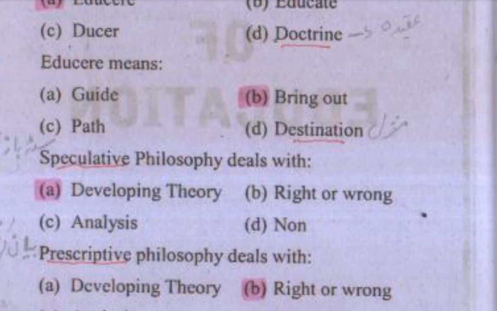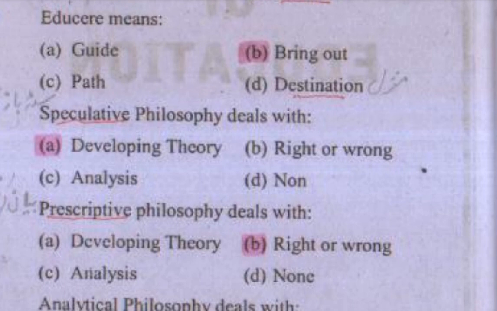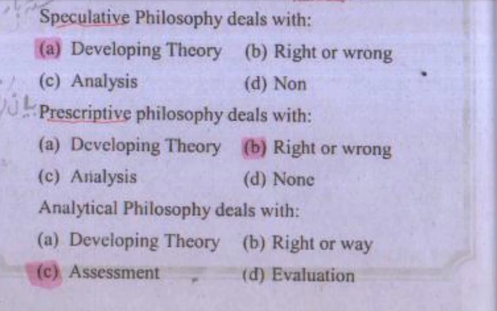Next question, speculative philosophy deals with, its answer is option A, developing theory. Next question, perspective philosophy deals with, its answer is option B, right or wrong. Next question, analytical philosophy deals with, its answer is option C, assessment.